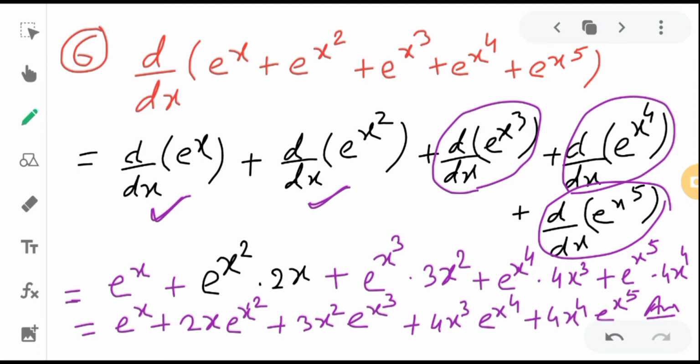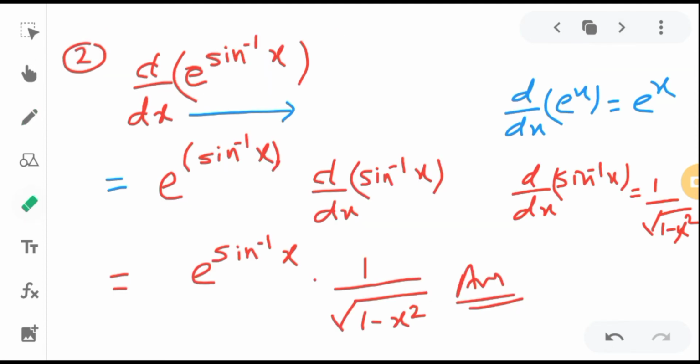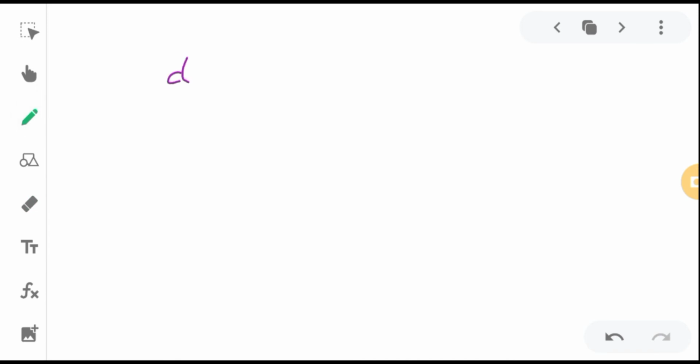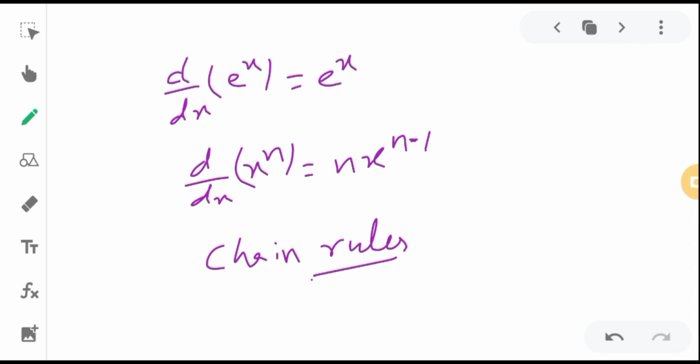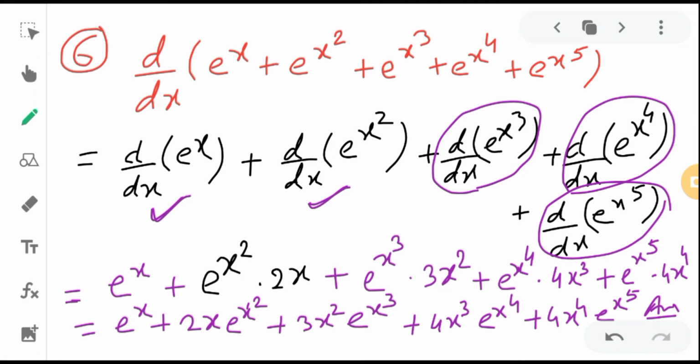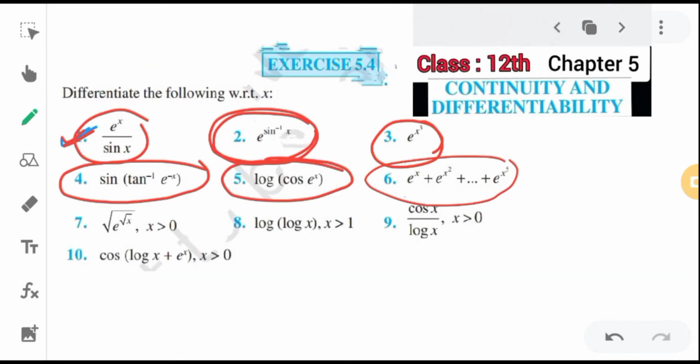In this we used a few formulas: the derivative of e to the power x is e to the power x, the derivative of x to the power n is n times x to the power n minus 1, and then we used the chain rule. I have explained all these in the previous videos. I hope you understood this solution. So the sixth one is completed. Now we'll move to the seventh one.